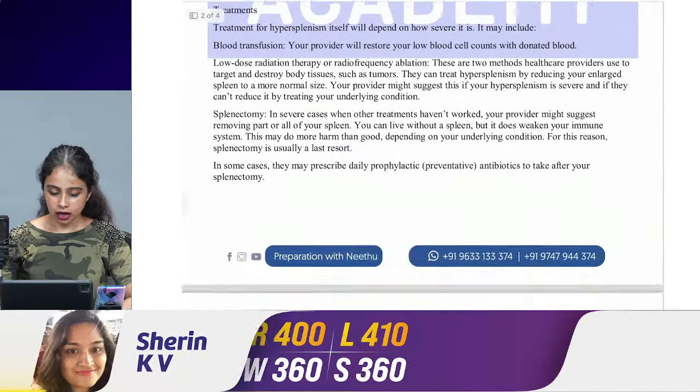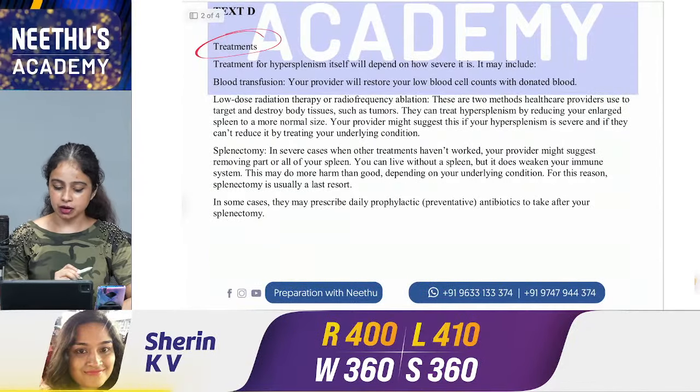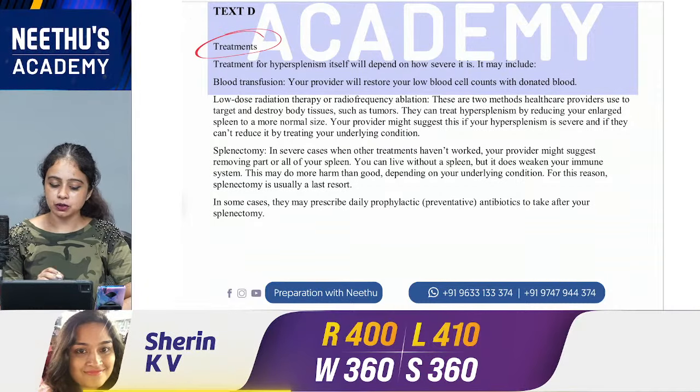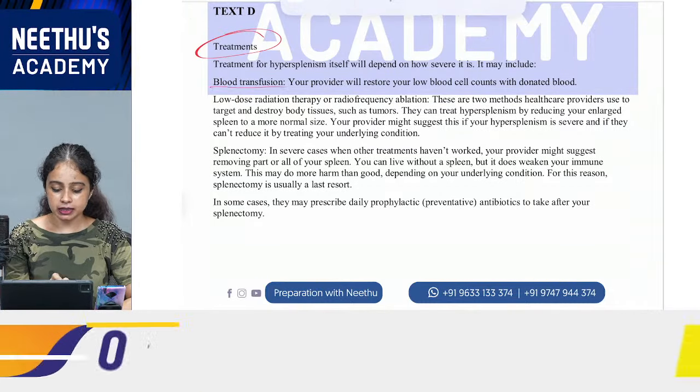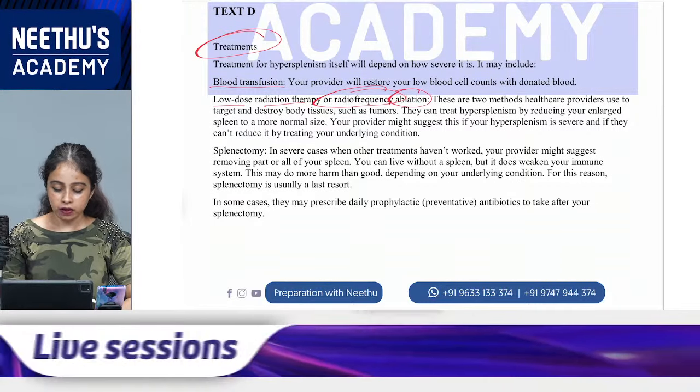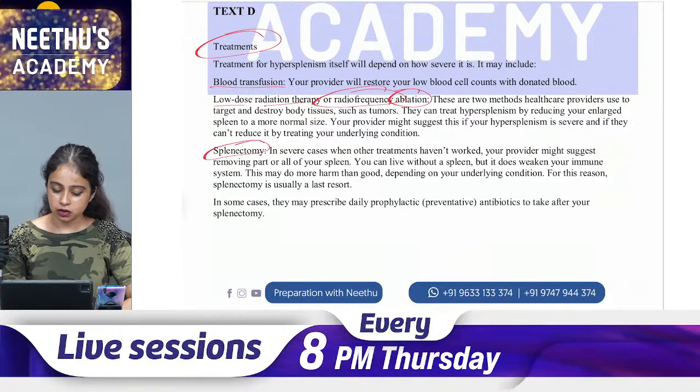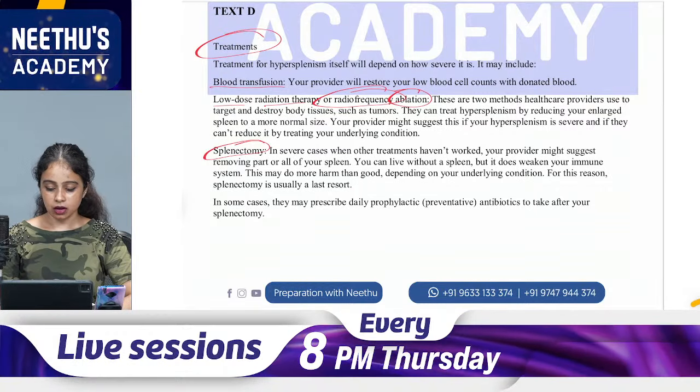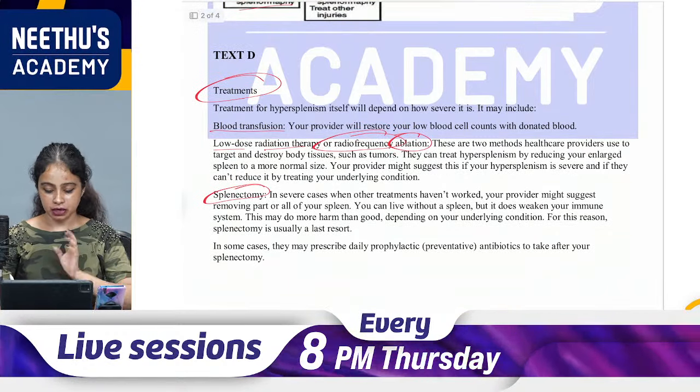And it's all about treatments from text D. So what are the treatment options? I'm just marking. Okay, blood transfusion, low dose radiation therapy, or radio frequency ablation, then splenectomy. So these are my keywords. Okay, so that is all about text D.